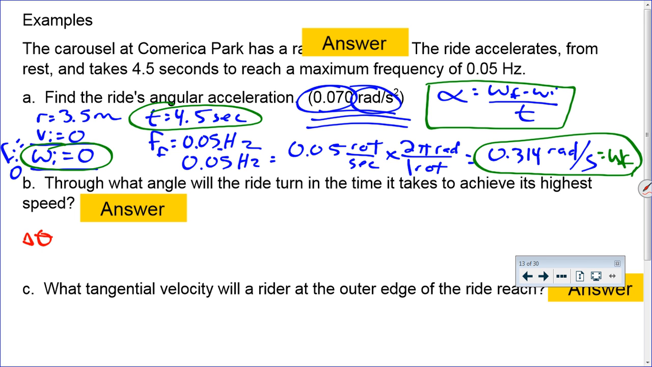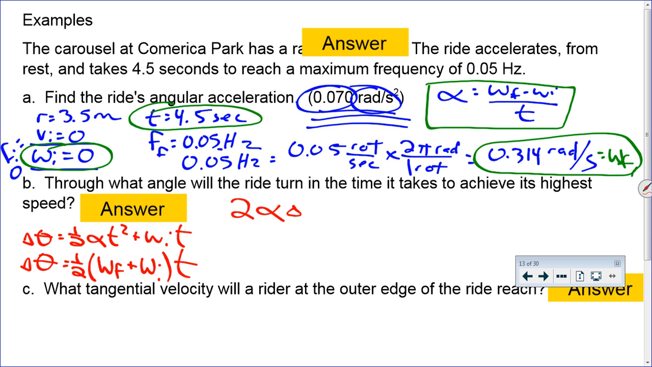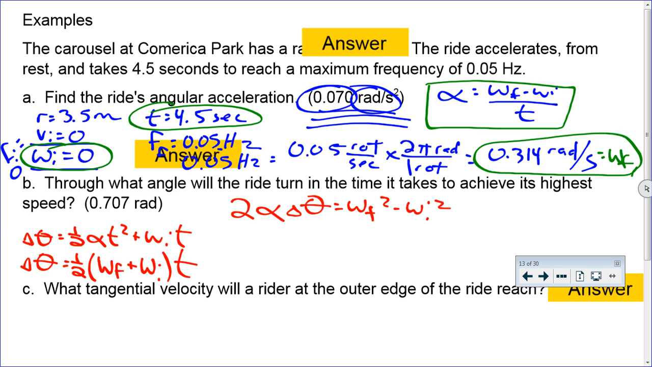You can do delta theta equals 1/2 alpha t squared plus omega i times t, because we know our alpha, because we just found it. We know all that other stuff. You can do this one. This is probably the one I would use. If you really wanted to, you could use this one. Because we know all of those values, this should just be plug and chug. So grab your calculator, try 2 or 3 of them, and make sure that you get 0.707 radians. Now I'm nervous about that.